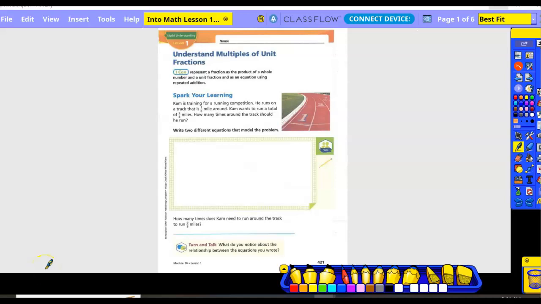Cam is training for a running competition. He runs on a track that is 1/8 mile around. Cam wants to run a total of 9/8 miles. How many times around the track should Cam run? Okay, so they want two different kinds of equations.